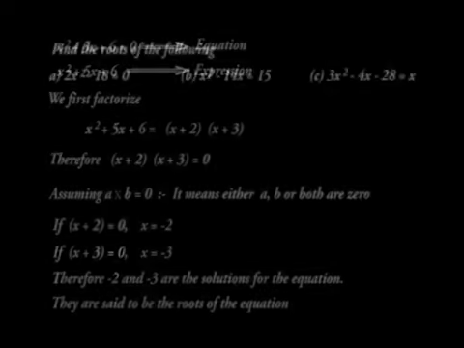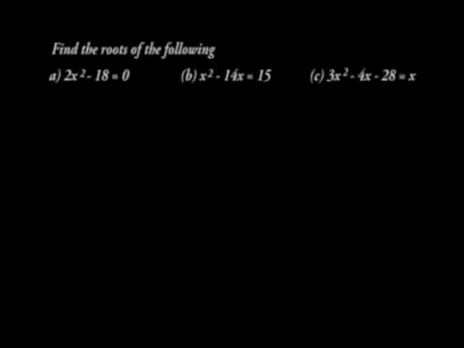For example, find the roots of the following. A. 2x squared minus 18 is equal to 0. B. x squared minus 14x is equal to 15. C. 3x squared minus 4x minus 28 is equal to x. In our solution, A. 2x squared minus 18 is equal to 0.